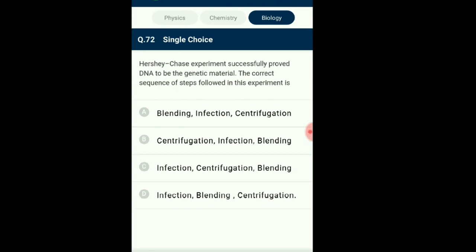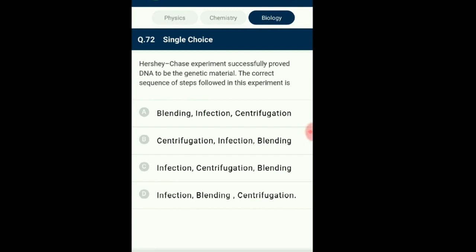Question number 72. Hershey-Chase experiment successfully proved DNA to be the genetic material. The correct sequence of steps followed in this experiment is: in Hershey and Chase experiment, radioactive phages were allowed to attach to E. coli bacteria. Then, as infection proceeded, the viral coats were removed from the bacteria by agitating them in a blender.